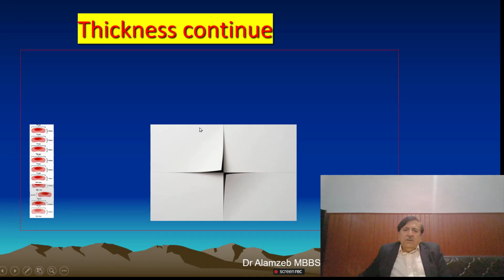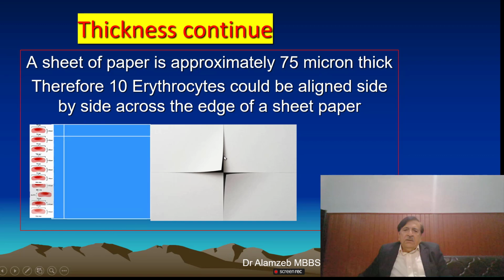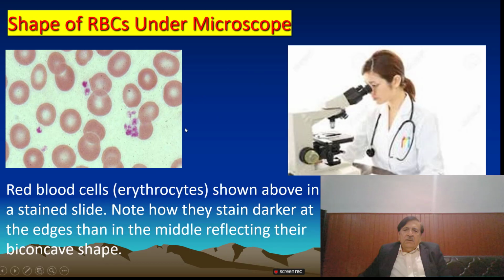Count. A sheet of paper is approximately 75 micron thick. Therefore, 10 erythrocytes could be aligned side by side across the edge of a sheet of paper. This is the paper edge, which is 75 micron thick. And when we keep in mind the size of RBC, we can align 10 RBCs along the edge of the paper.